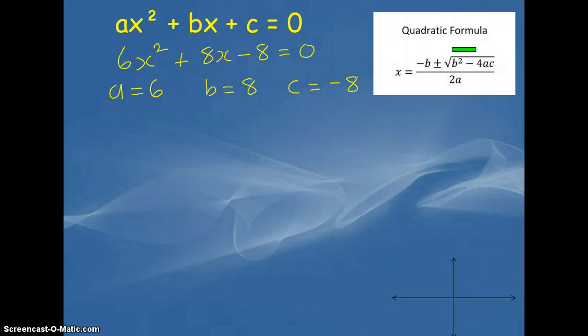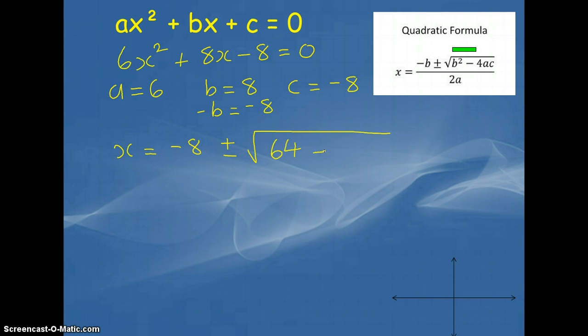So let's first of all start to substitute some of our values in. So the quadratic formula says minus b. Well, if b is equal to 8, minus b must be equal to minus 8. So we know that x has got to be equal to minus 8 plus or minus, that's what that plus and minus means. It means plus or minus the square root of b squared. Well, b is 8. 8 8s are 64. So that is just 8 squared.